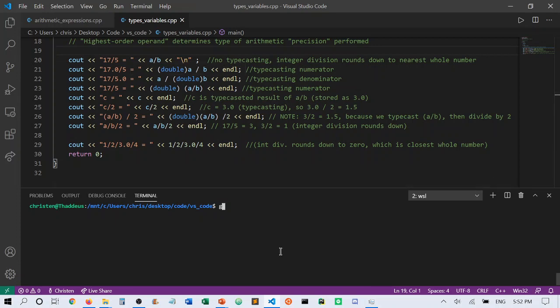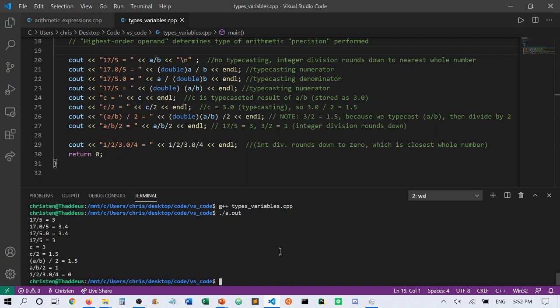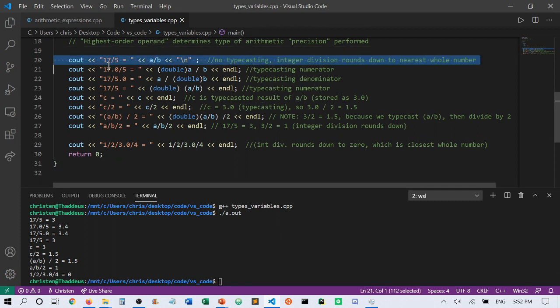I'm now going to compile the code, and we're going to run through the output of the program to see what's going on here. When we take A divided by B, what we're doing is dividing 17 by 5. So this is a whole number divided by another whole number, and in this example, there is no typecasting involved. So what happens is the integer division rounds down to the nearest whole number.